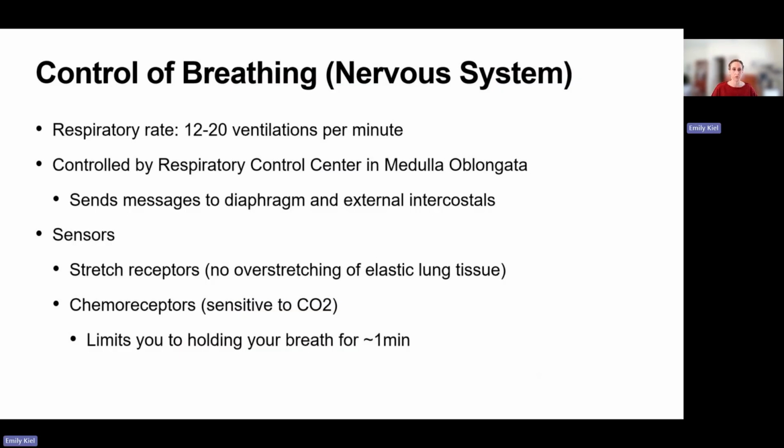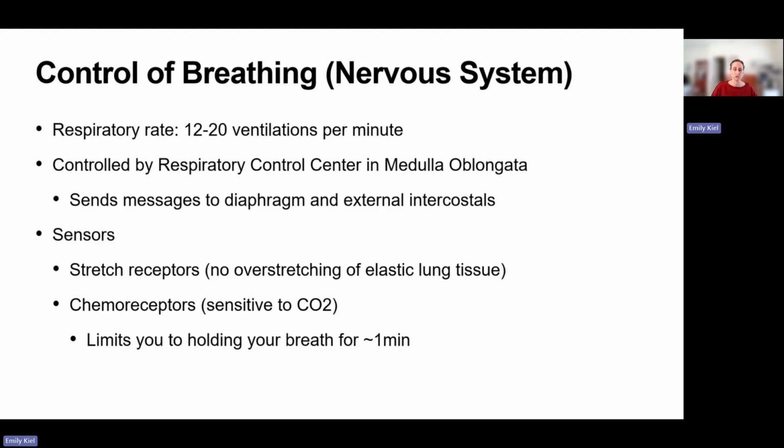And there are several sensors involved. There are stretch receptors. So we want to make sure when we're breathing, there's no overstretching of elastic lung tissue. That can be a real problem. And then there's also chemoreceptors that are sensitive to carbon dioxide.